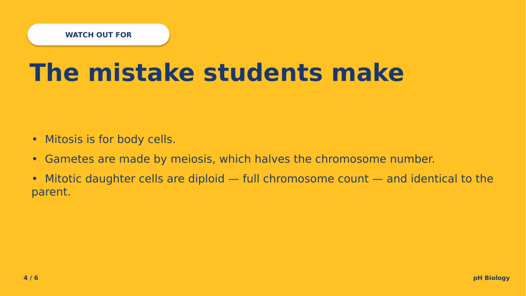Common slip: mitosis is for body cells. Gametes are made by meiosis, which halves the chromosome number. Mitotic daughter cells are diploid, full chromosome count, and identical to the parent. Mitosis happens constantly in your body: skin replacing itself, bone healing a fracture, an embryo developing from a fertilized egg.